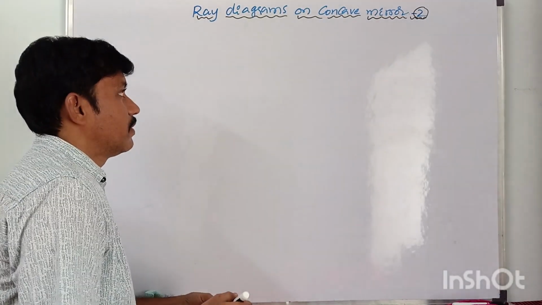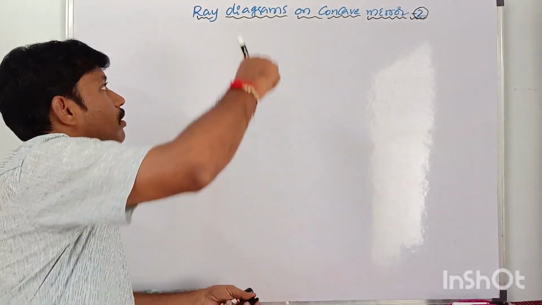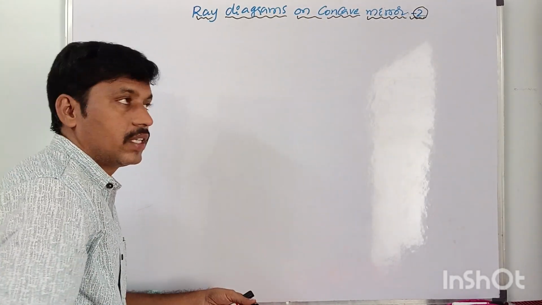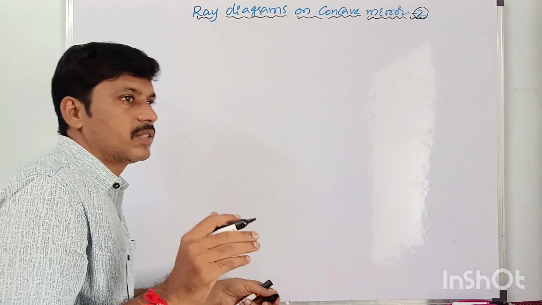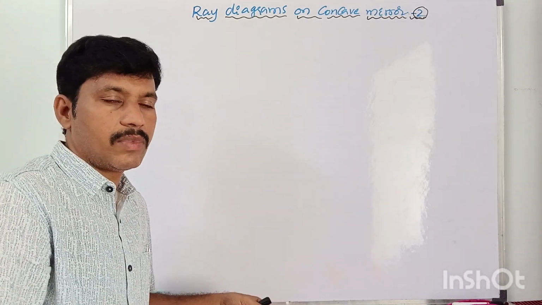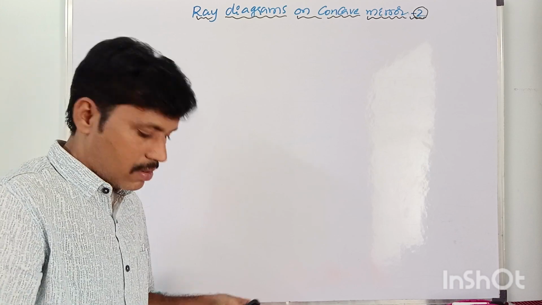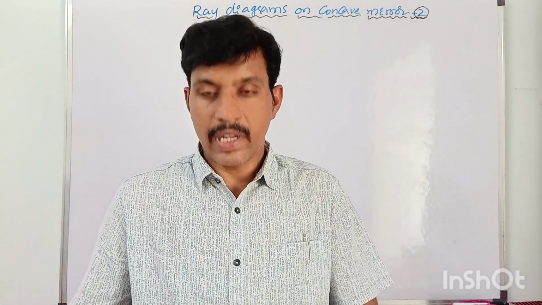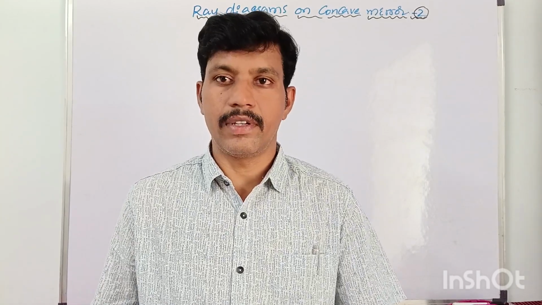No. In the previous class, I explained ray diagrams on a concave mirror. Clear? So when the object is placed at infinity, when the object is placed beyond C, meaning the center of curvature, and when the object is placed at the center of curvature, completed. Okay. Now let us discuss.